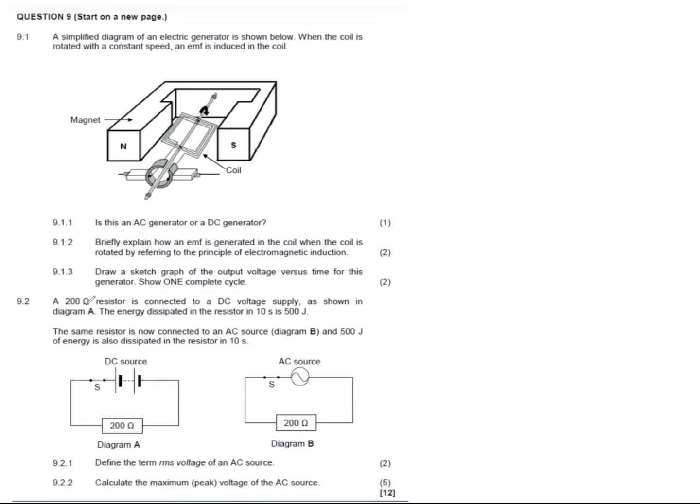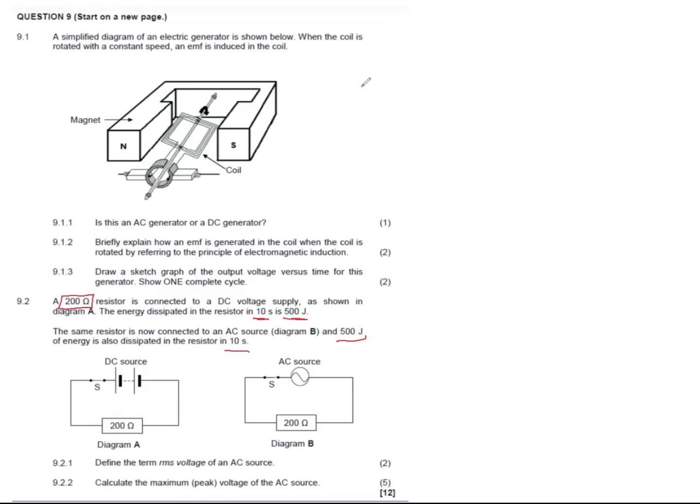Now let's read and see what we have. 9.2 says a 200 ohm resistor is connected to a DC voltage supply, as shown in the diagram. The energy dissipated in the resistor in 10 seconds is 500 joules. The same resistor is now connected to an AC source, which is diagram B, and 500 joules of energy is also dissipated in 10 seconds. So it's the same conditions in both of them. Calculate the maximum peak voltage of the AC source.